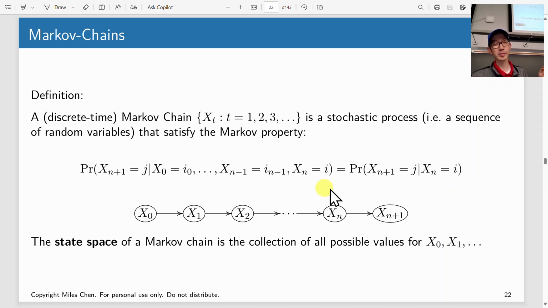So this is the Markov property. A lot of times when we think about what's going to happen in the future, we have to consider the entire past. The Markov property basically says what's going to happen in the future depends only on what is happening right now. So X at time n plus 1 given everything in the past can be simplified to X at time n plus 1 given X at time n right now.